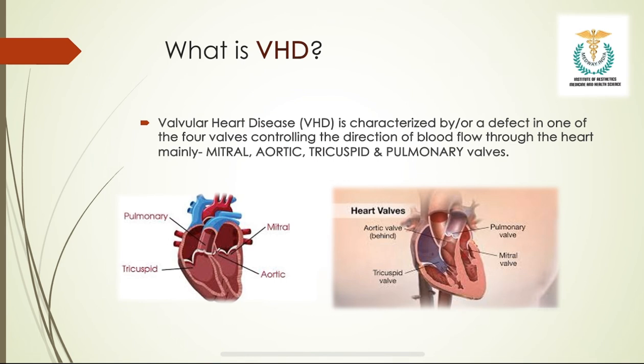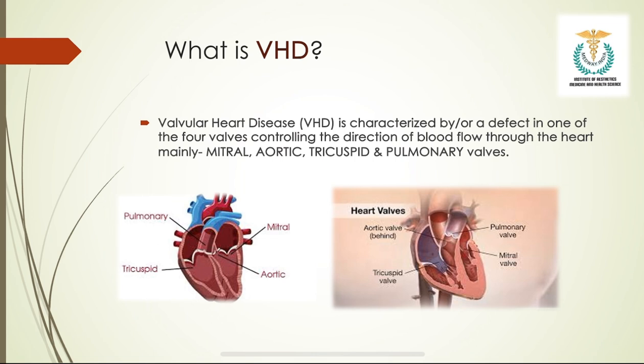Valvular heart disease is characterized by a defect in one of the four valves controlling the direction of blood flow through the heart, mainly the mitral, aortic, tricuspid and pulmonary valves. It occurs when any of the heart valves do not work the way they should. So normally, how do heart valves work?